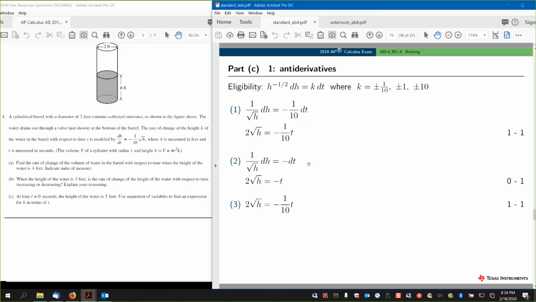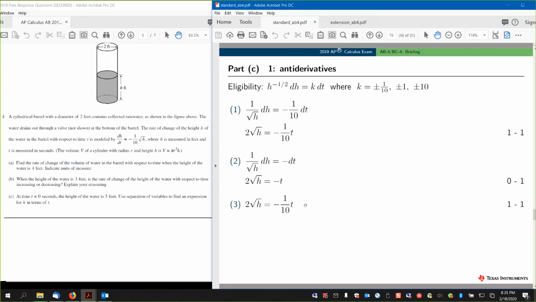In example 2, let's see if I've got this right. There's a missing 10. But the separation is of an eligible form. I got to take a quick peek back up here and see that that k is equal to a -1. So yeah, that's okay. So they don't earn the first point for correct separation, but they are eligible for the correct antiderivatives, and I think they're both correct. So this earns a 0, 1.